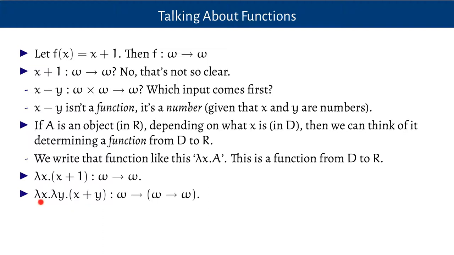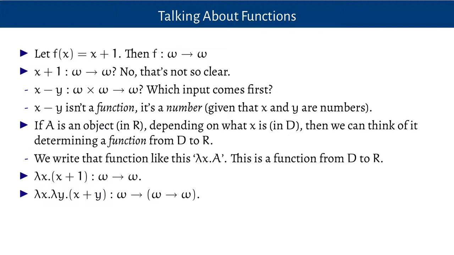So this is a function which depends on x, and then what comes out of that is another function which depends on y, and the result of that is you add the x to the y. So when you give it a number, what you get is a function from numbers to numbers, which when you give it another number, you get the number out.